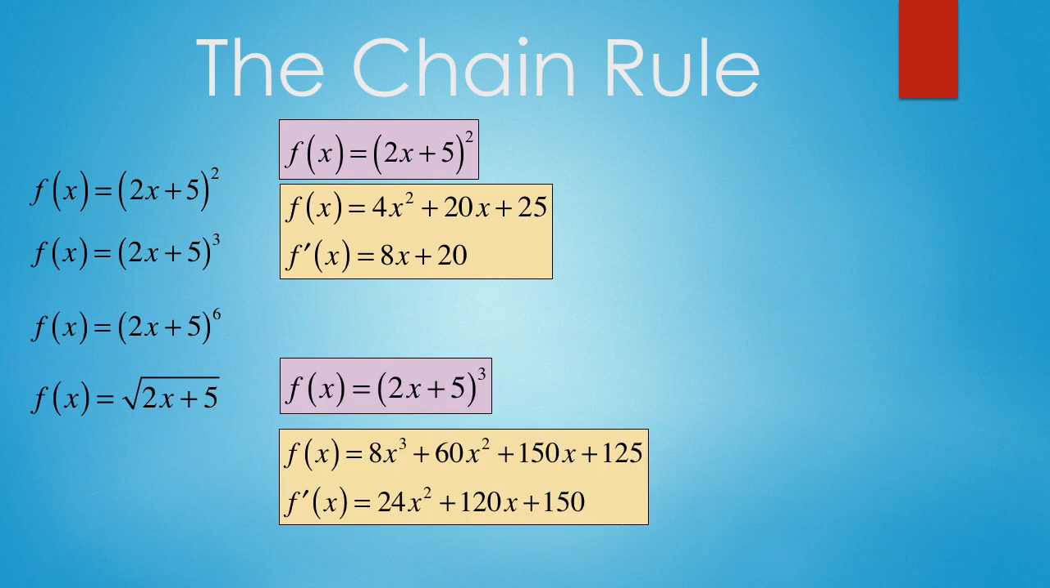The expression f(x) equals (2x plus 5) cubed is a bit more problematic. We have to expand the expression, which means FOILing it and then multiplying it by 2x plus 5 once more. We get f(x) equals 8x cubed plus 60x squared plus 150x plus 125. And now take the derivative of each term, 24x squared plus 120x plus 150. It isn't the easiest thing to do, but it certainly is possible.